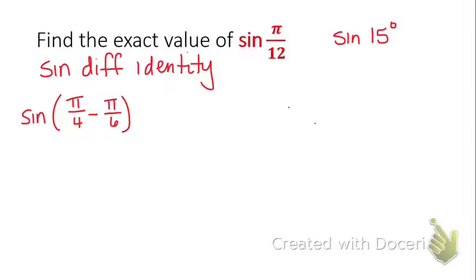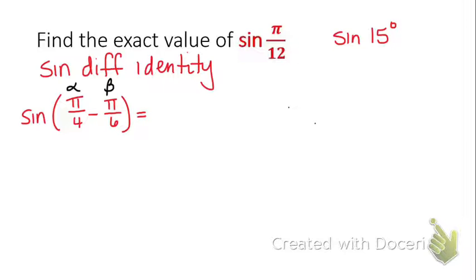So go ahead and find this identity on your identity sheet, the sine difference identity on your purple sheet. And every place where the angle says alpha, I want you to put pi over 4 in this place. And every place where the angle says beta, we're going to use pi over 6.